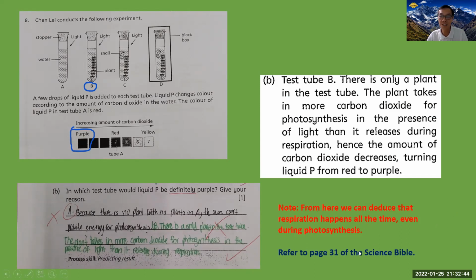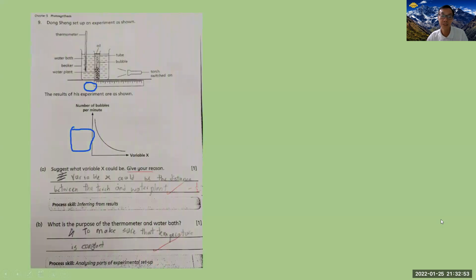Why is it called the Science Bible? Because just like the Bible you bring to church every Sunday, they have to bring this book, which I authored, every time during my lesson. So let me clear the screen and show you the copy of my book later.